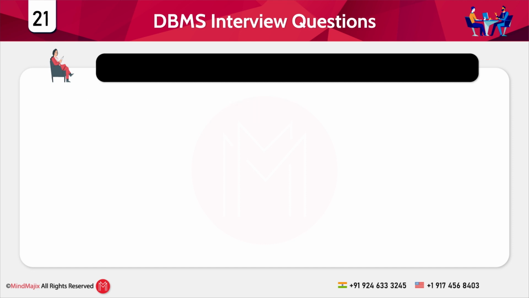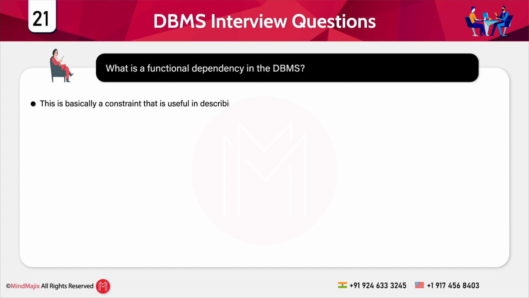The next question is, what is a functional dependency in DBMS? This is basically a constraint that is useful in describing the relationship among the different attributes in a relation. For example, if there is some relation R1 which has two attributes such as Y and Z, then the functional dependency among these two attributes can be shown as Y arrow Z, which states that Z is functionally dependent on Y.